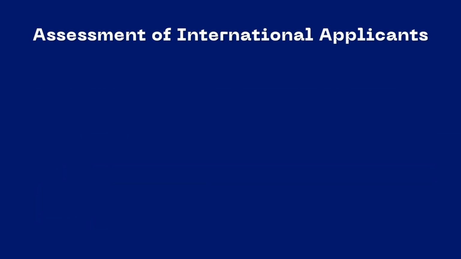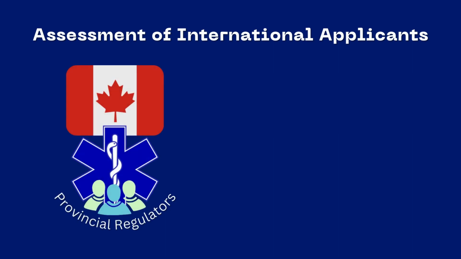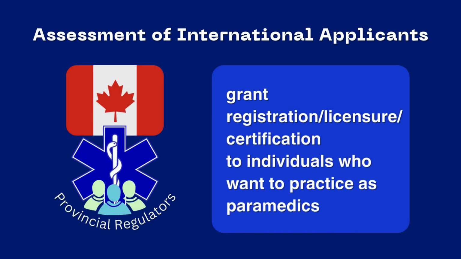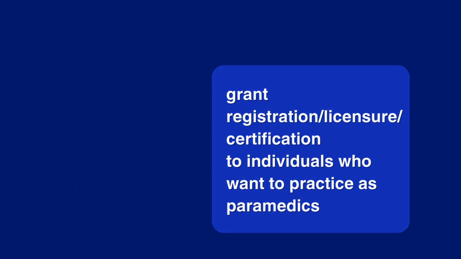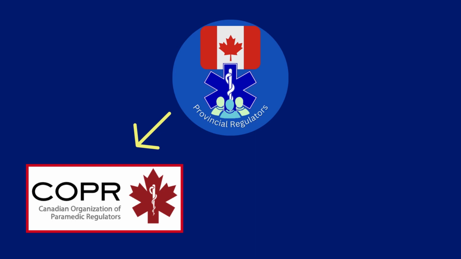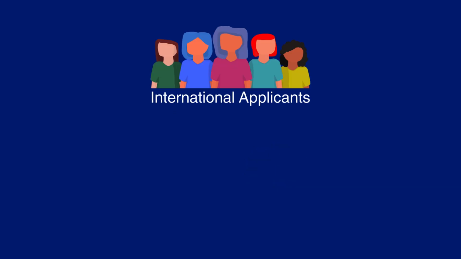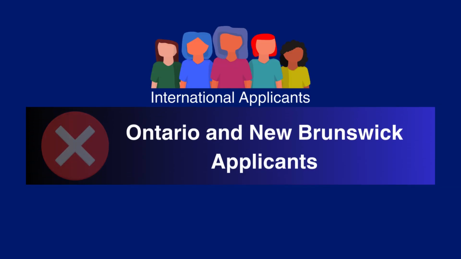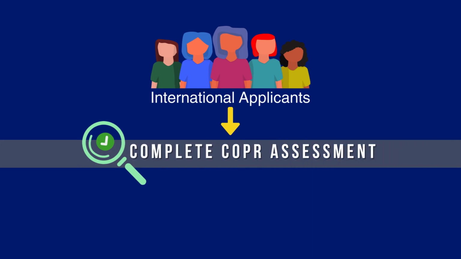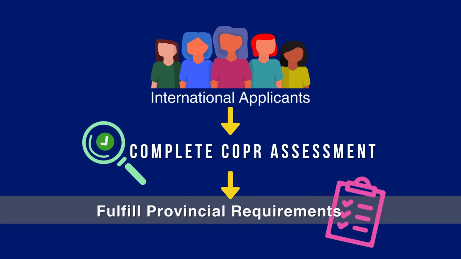Here's a brief background for the assessment of international applicants. In Canada, provincial regulators have the authority to grant registration, licensure, or certification to individuals who want to practice as paramedics. These regulators use the Canadian Organization of Paramedic Regulators, COPR, to help them assess the credentials of internationally trained professionals. As such, international applicants, except those seeking licensure, registration, or certification in Ontario and New Brunswick, need to complete the COPR assessment process before they fulfill provincial requirements.